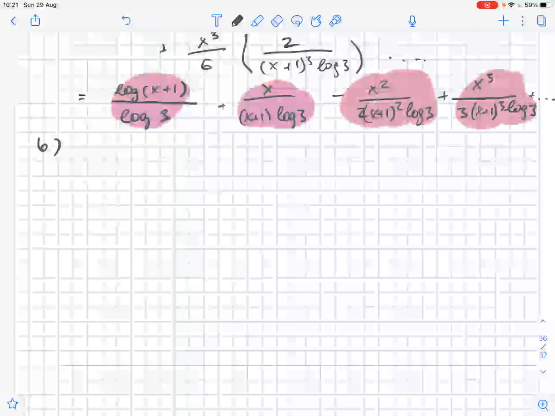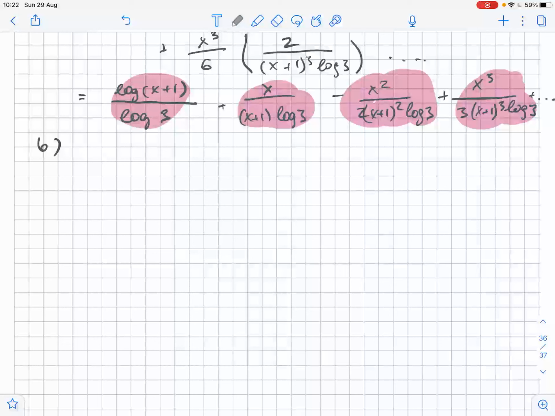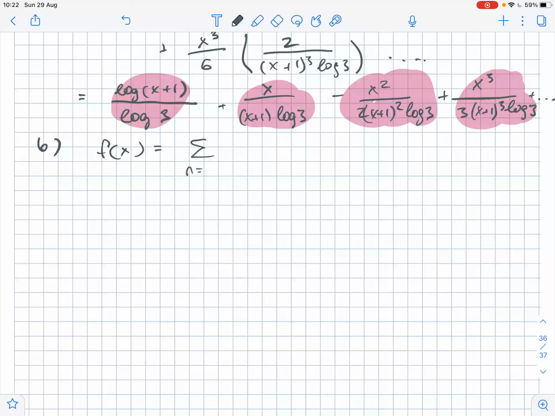We need to find the power series for the above Taylor expansion, and it's given by f of x equals the sum from n equals 0 to infinity of x minus a to the power of n over n factorial multiplied by the nth order derivative of f of a. Well, and finally part C, we need to find the interval of convergence.